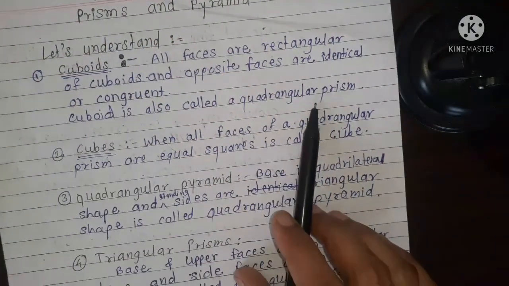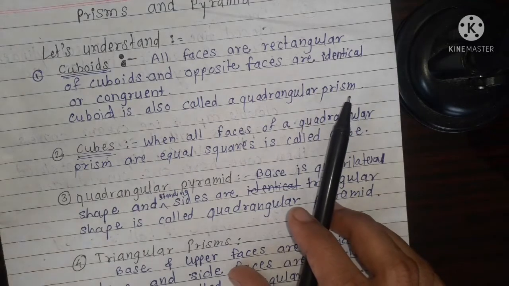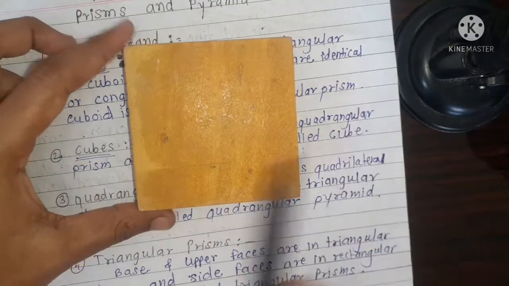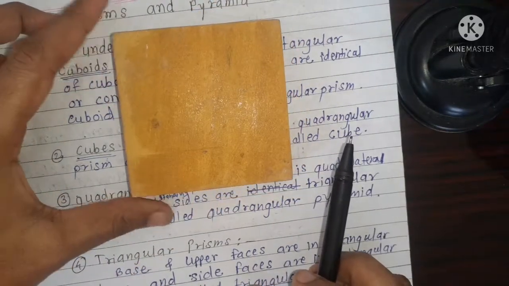A cuboid is also called a quadrangular prism. See here, this is a cuboid, one type of a cuboid, but this is called a quadrangular prism.